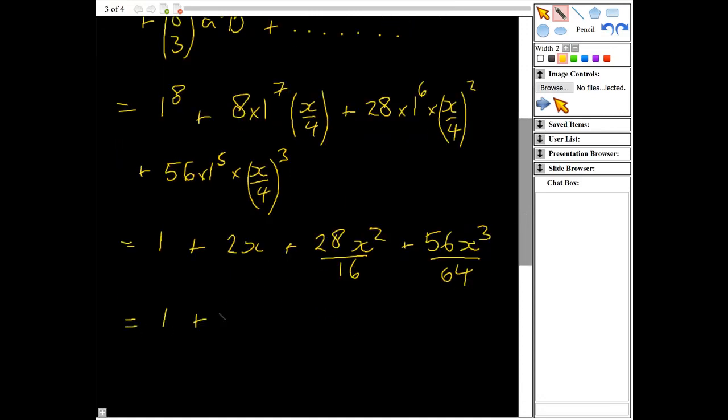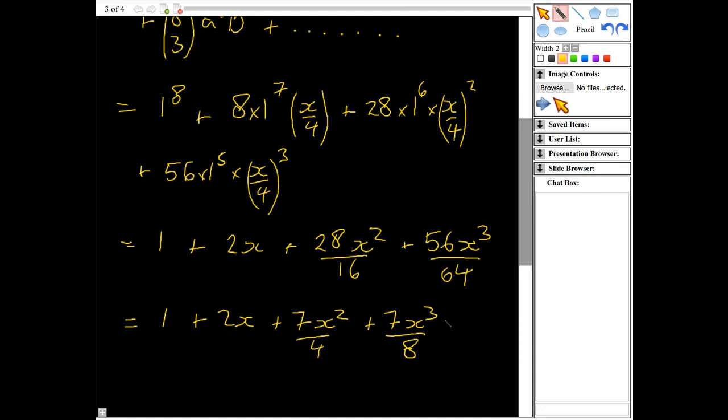So it's going to be 1 plus 2x, and then I can divide both those by 4, and so that's 7 over 4. And I can divide both of those by 8, and say that that's 7x cubed over 8.